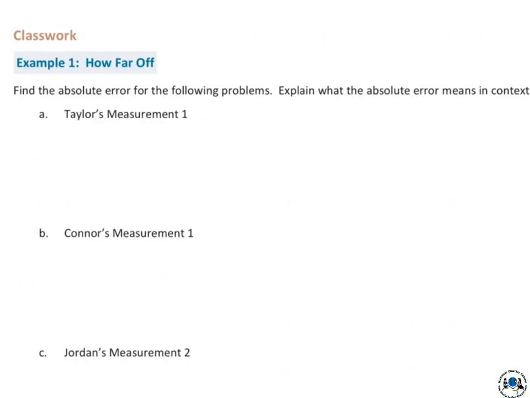Okay, so let's go ahead and use those table values and calculate some absolute errors for the following measurements here. So let's look at Taylor's measurement 1. And again, let's write up our formula here. So our absolute error formula is going to be the absolute value of the difference between the approximate amount and the exact measure. Okay, so approximate and the exact. And that's it right there.